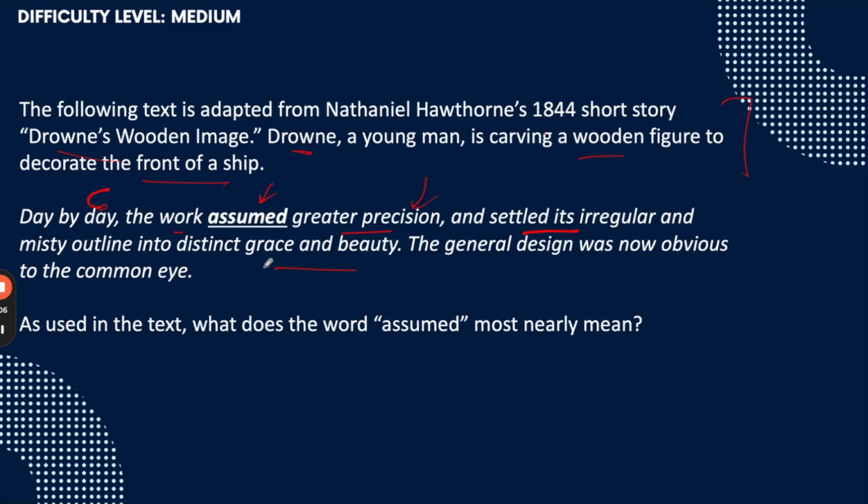Correct? Now, if I have to pre-think what the word assumed can be substituted with, it can very well be said that the work gradually took on precision as the carving progressed. It happened gradually, right? So it took on precision. The meaning we are looking for is a word that suggests that the work is slowly becoming more detailed and refined. This is the context that's been set in the whole text. Now, with this understanding, we'll move on to the option elimination stage.